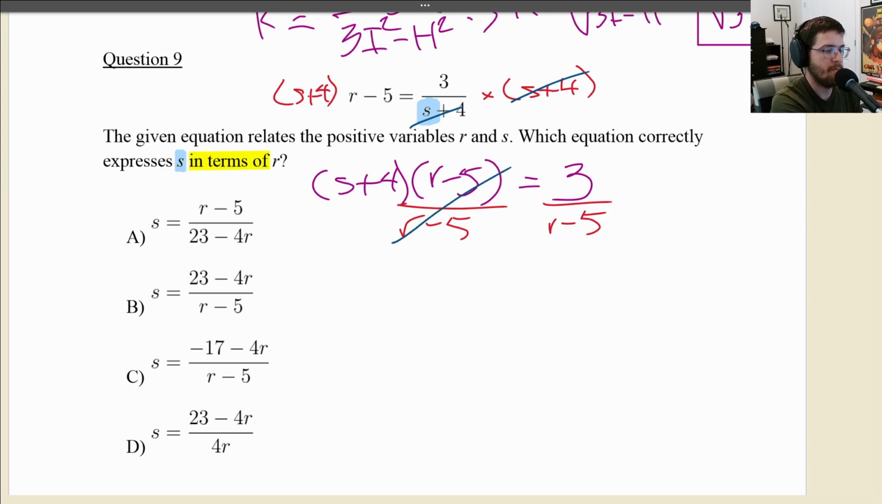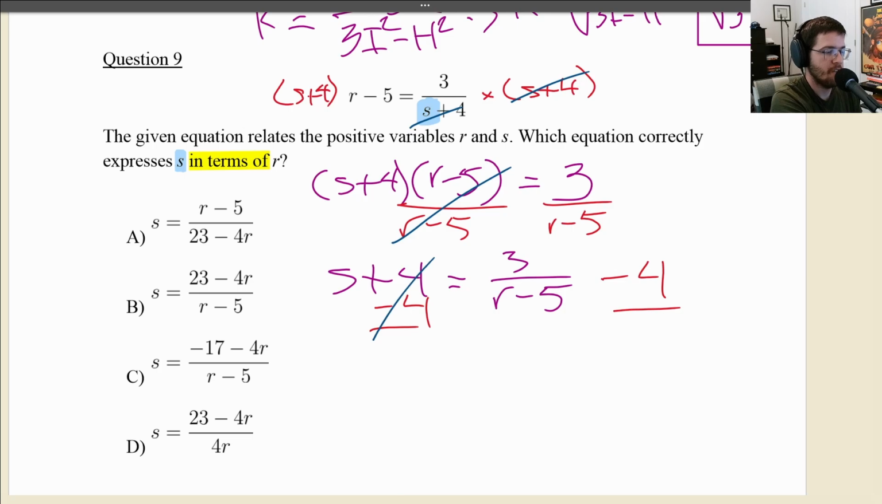So this guy will go away, and we get s plus 4 equals 3 over r minus 5. And now we're just going to move that 4 just like we normally would. We're going to subtract 4 from both sides, and this guy goes away. And we get s is equal to 3 over r minus 5 minus 4. And that is great. That could totally be the answer.